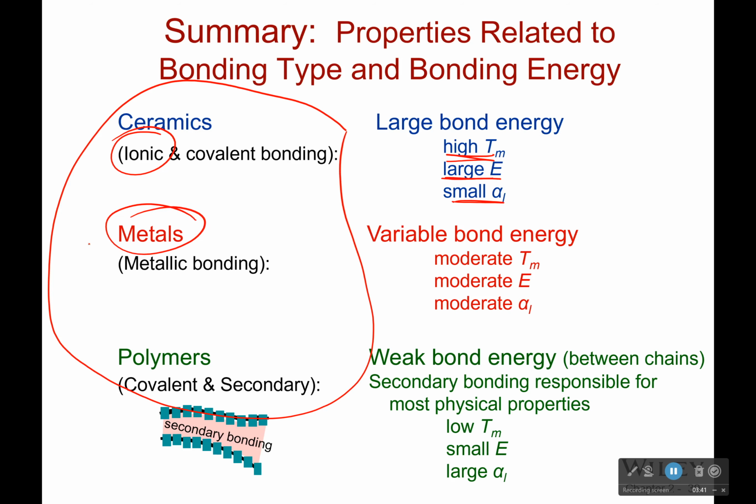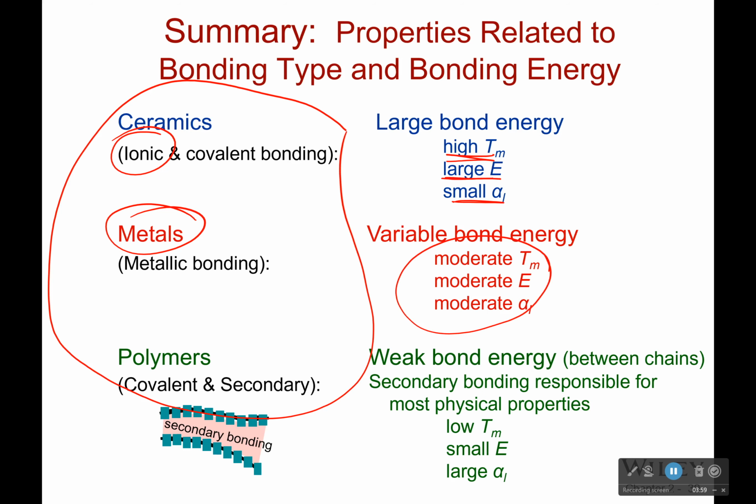Metallic bonding is not quite as strong as the ionic bonds. And so they have moderate everything. They're not the strongest bonds. They're not the weakest either. They have fairly high melting temperatures. They have a decent thermal expansion.